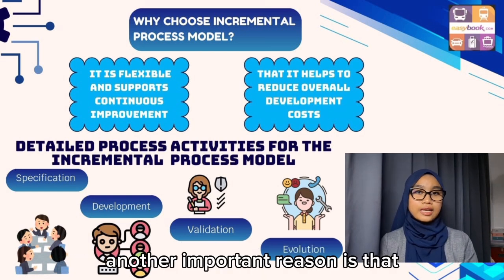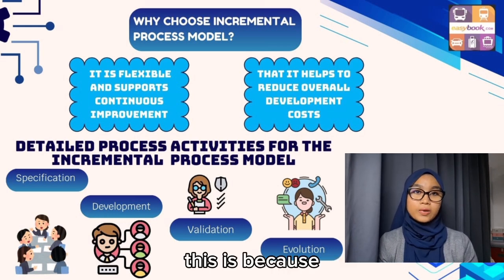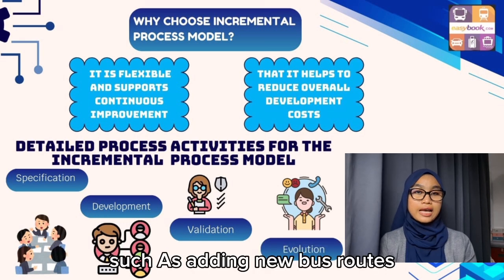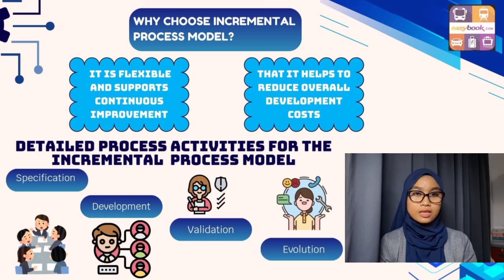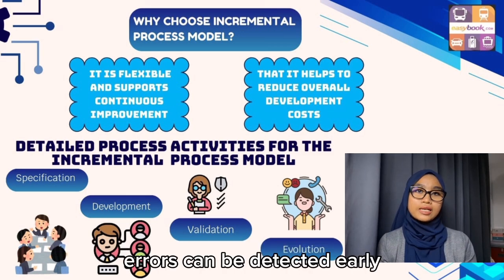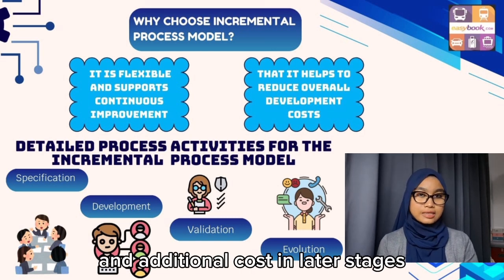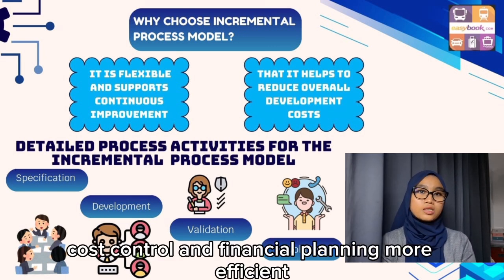Another important reason is that it helps to reduce overall development costs. This is because Easybook is a system that requires frequent updates such as adding new bus routes, adjusting promotions, or changing holiday schedules. Since each module is developed and tested separately, errors can be detected early, which helps reduce rework and additional costs in later stages. In addition, the project budget can be distributed across different development stages, making cost control and financial planning more efficient.